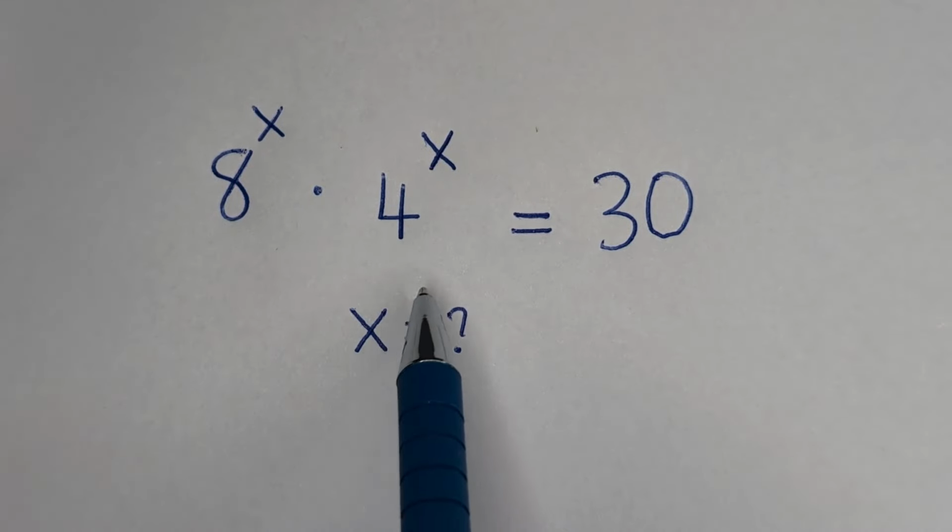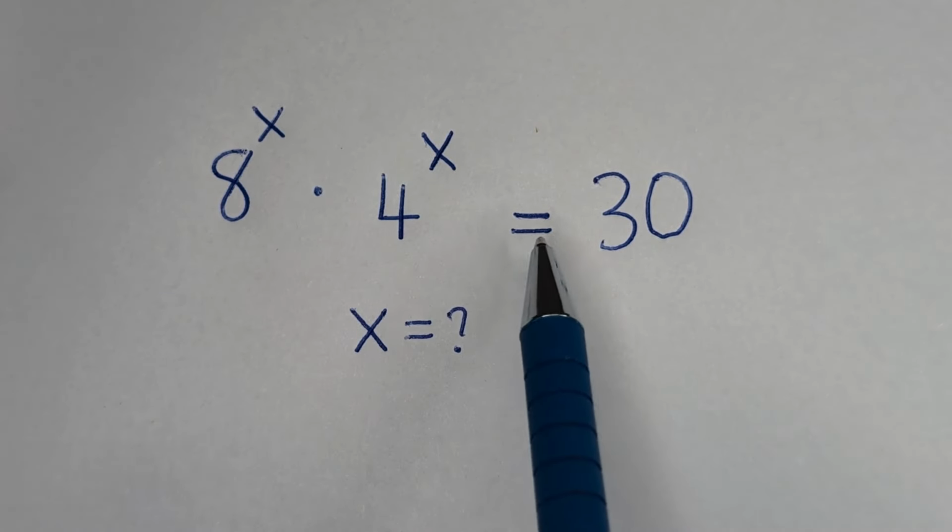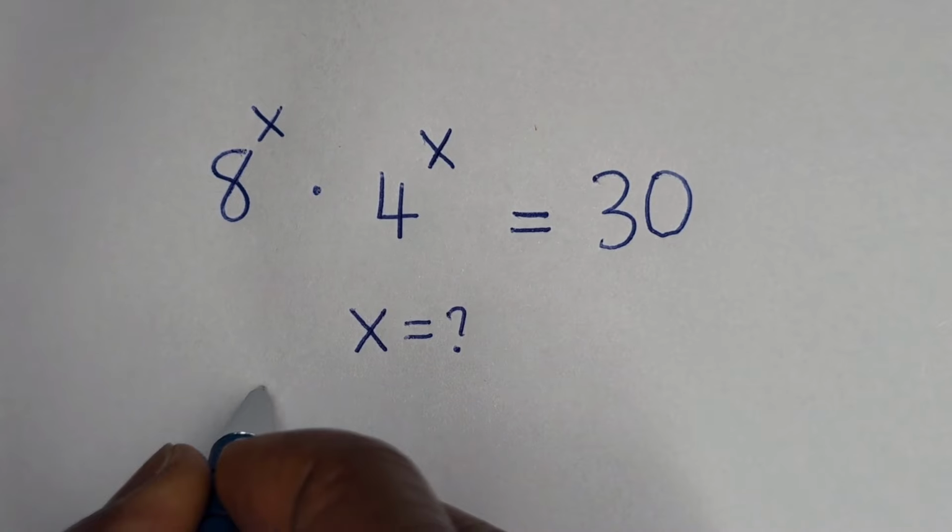Hello, how to solve for x in this equation: 8 raised to power x multiplied by 4 raised to power x is equal to 30. Solution.